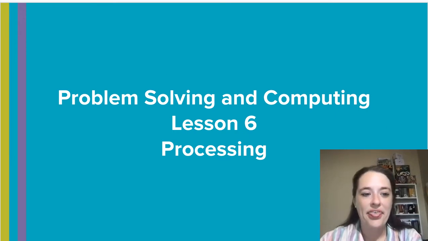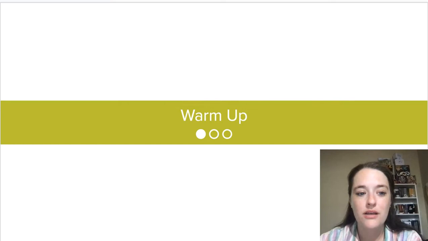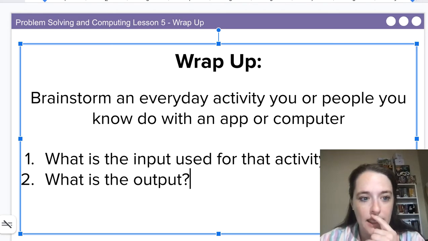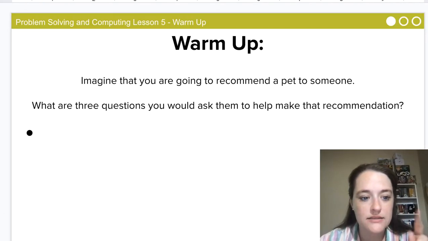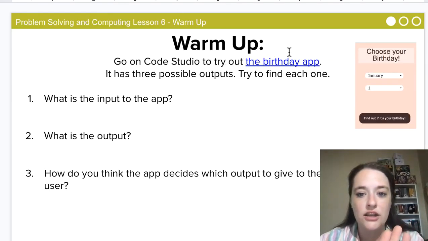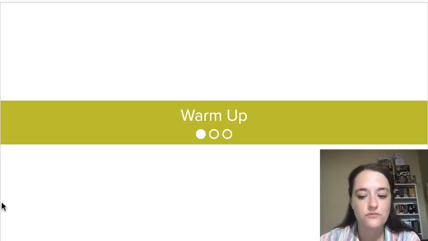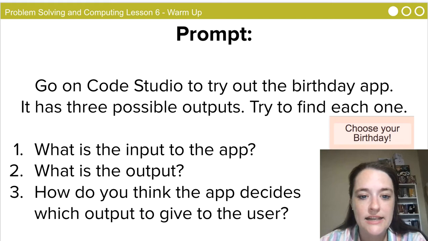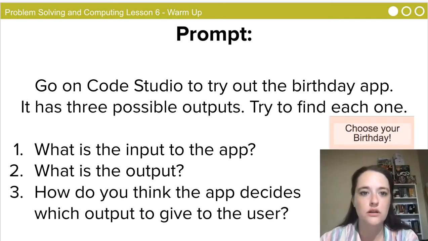So, for your warm-up, you're going to need two things. You're going to need to open your journal, okay? And that's not it. All right, lesson 6. You're going to open your journal and you're going to go to code.org lesson 6, Bubble birthday app. So go to code.org.